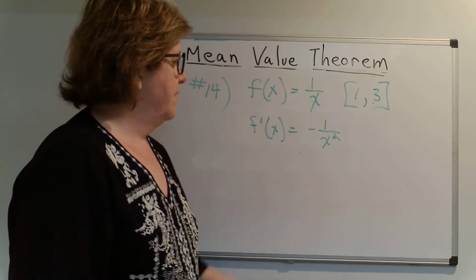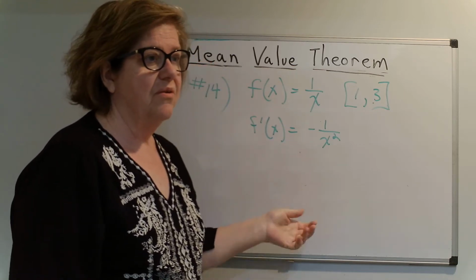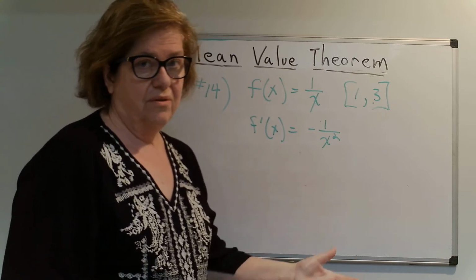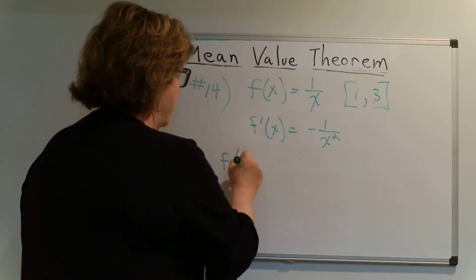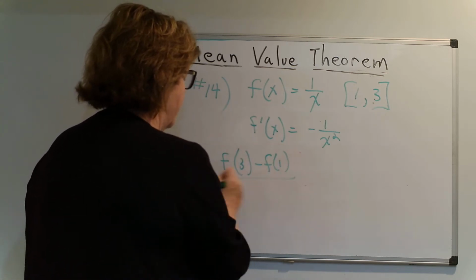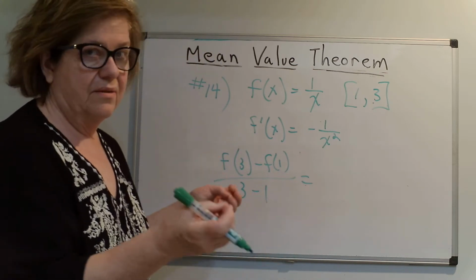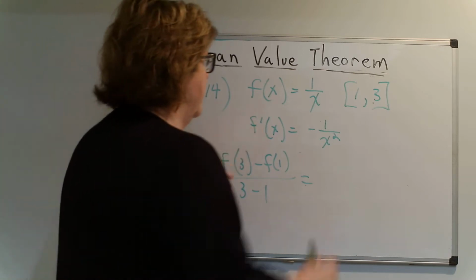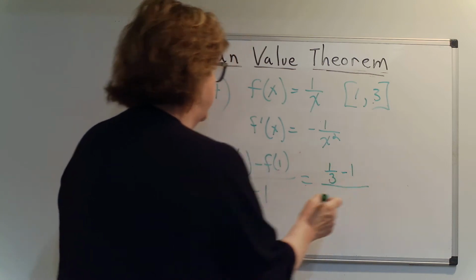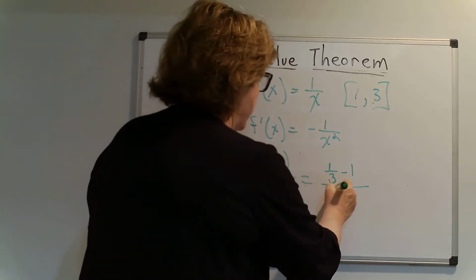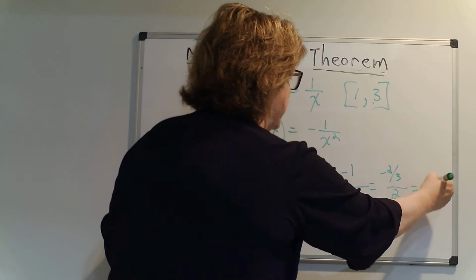No problems. So it satisfies all the conditions of the mean value theorem. Now we have to show that the conclusion of the mean value theorem works. So we look at f at 3 minus f at 1 over 3 minus 1. That's the slope of the secant line between the two endpoints. So we would get f at 3 is 1/3, f at 1 is 1, and then 3 minus 1. So we would get negative 2/3 over 2, which would be negative 1/3.